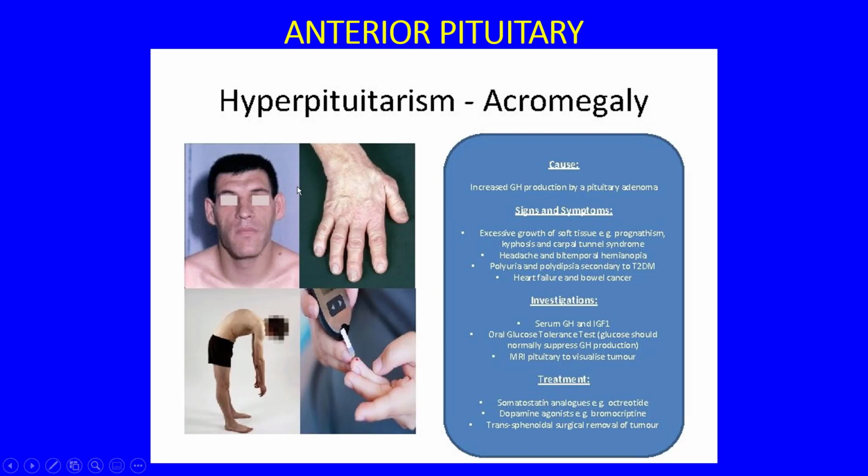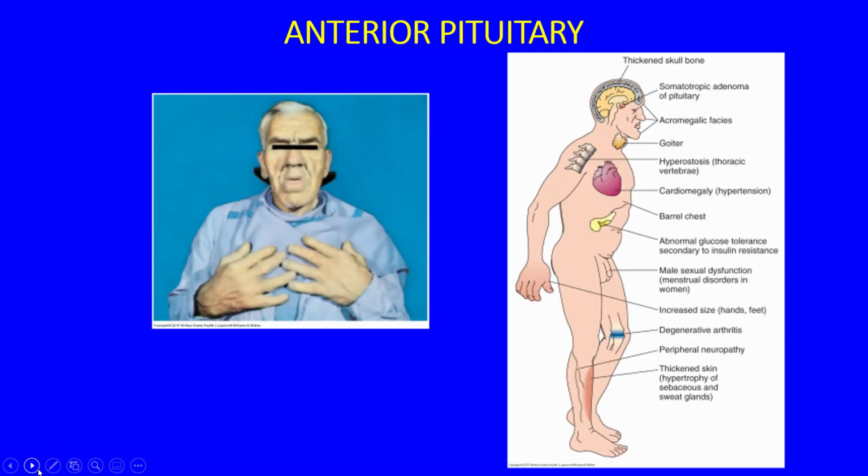Here you can see the spade shape of the hands. You can also see somewhat the curvature of the back. You may also see some problems with glucose tolerance. Here is an individual, you see the enlarged jaw, okay? And this is all due to increased GH production because of that pituitary adenoma. This would be, for this adult, acromegaly.